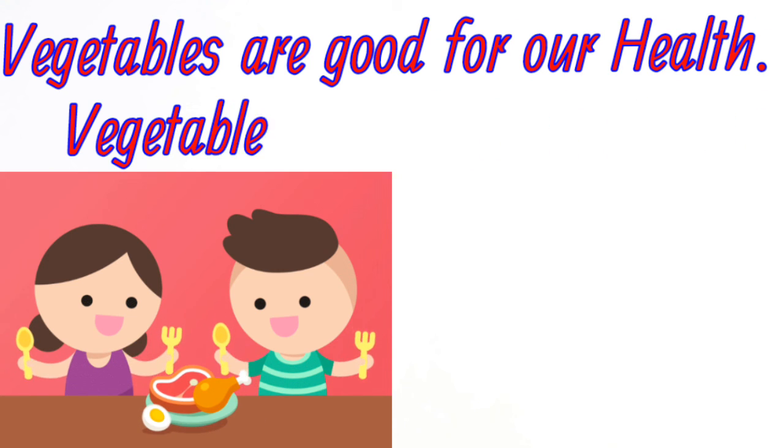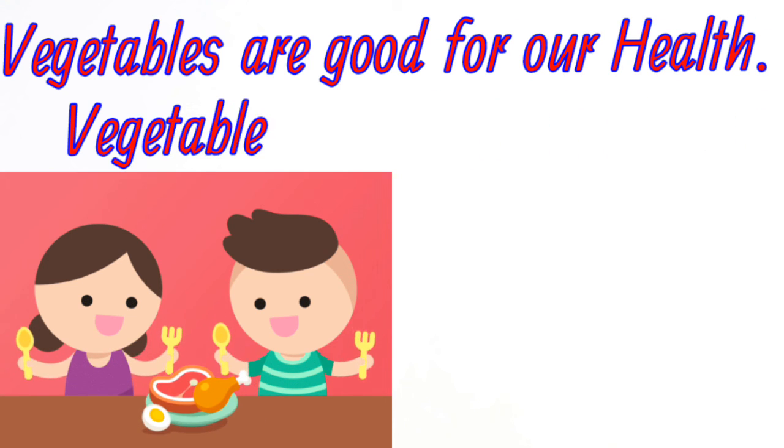Next vegetable is bitter gourd. Bitter gourd. What is this vegetable, children? Bitter gourd. Next is yam. Yam. What is this vegetable? Yam. Next, cabbage. Cabbage. Say with me, cabbage.